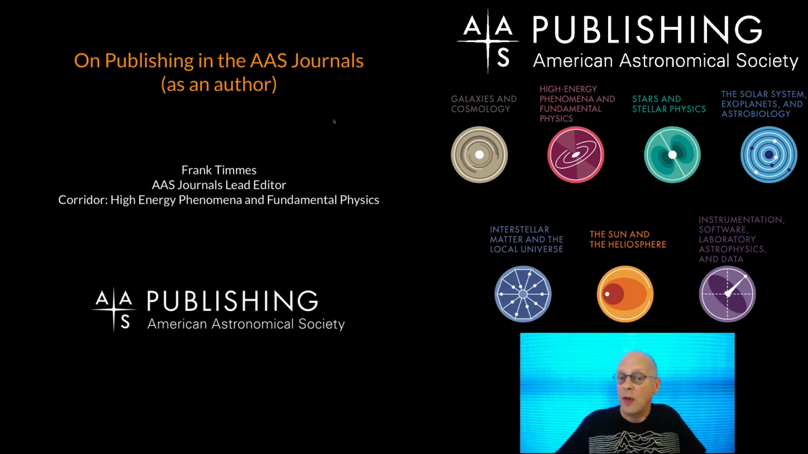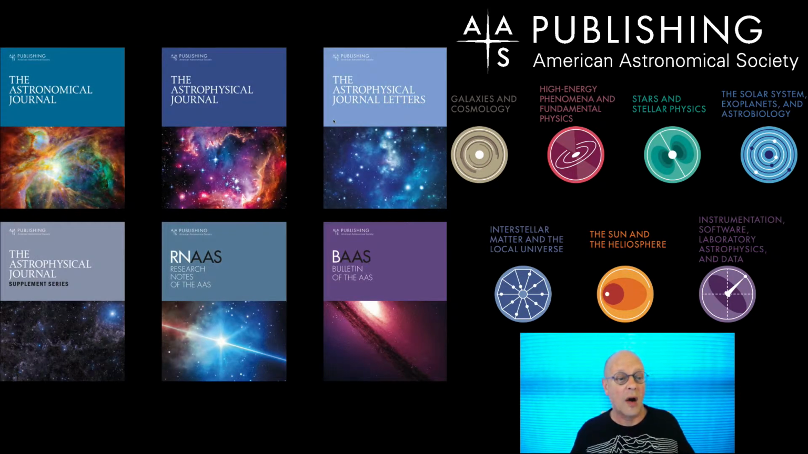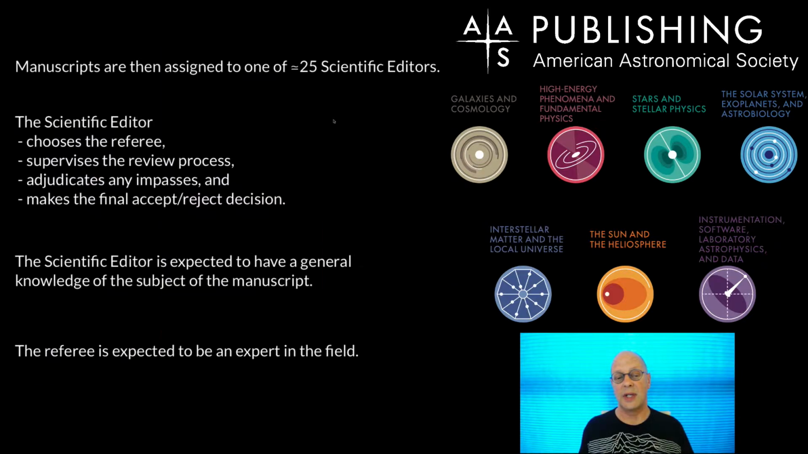We're going to continue with our series on publishing in the American Astronomical Society journals, the AAS journals, as an author. And as a reminder, those journals are the APJ, AJ, APJ Letters, APJ Supplement, Research Notes of the AAS, and the Bulletin of the AAS. So last time we were talking about the peer review process, the opening steps, and what happens with the manuscript, the value added by the statistics editor, by the data editors, as it gets to the lead editor.